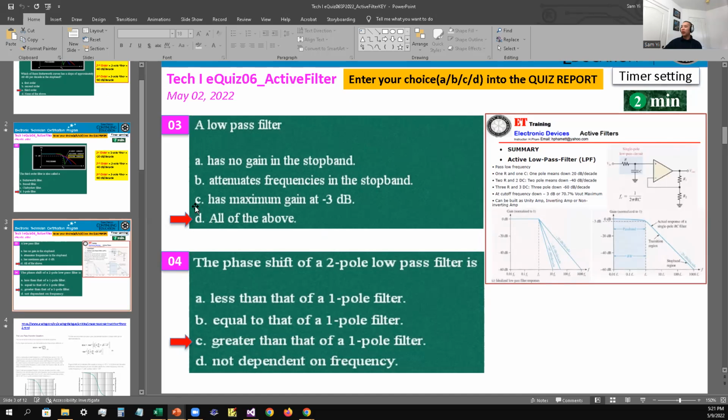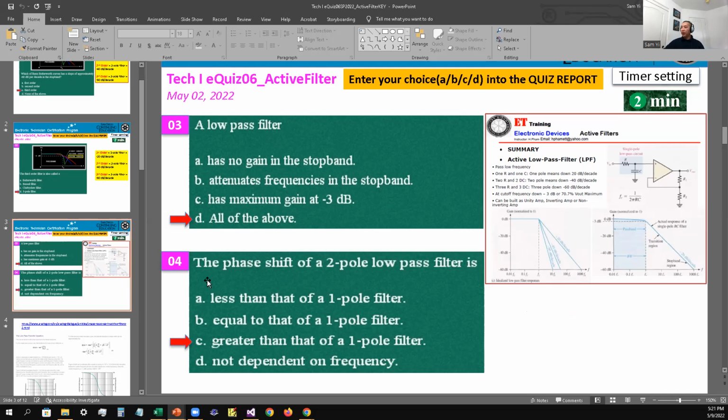Until it goes to 0. And it has a maximum gain down to minus 3 dB. Anything below that is going to be cut off or stopped, and you want to attenuate that signal. So your maximum gain is anything above the minus 3 dB. So the answer is D as in David for number 3.